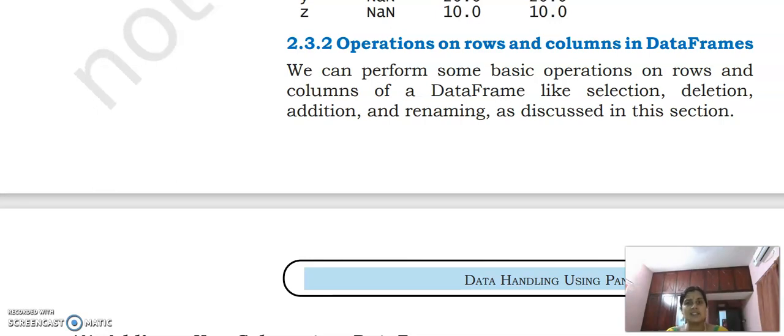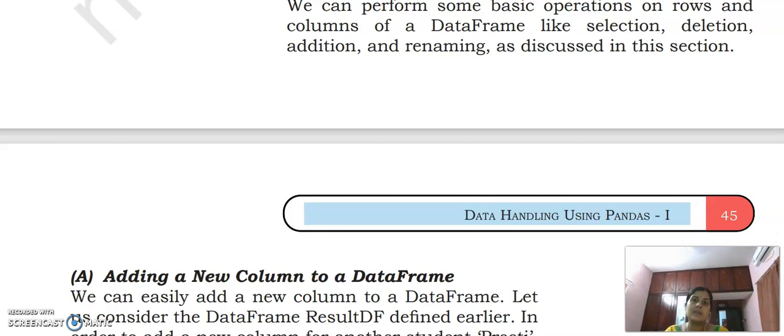We already studied about data frame. It contains a table-like structure, with rows and columns. So we can perform some basic operations on rows and columns of a data frame. Basic operations means selection, deletion, insertion, which means addition, and renaming. So we will discuss operations on rows and columns in this class.